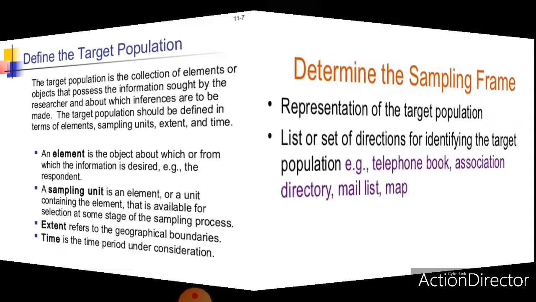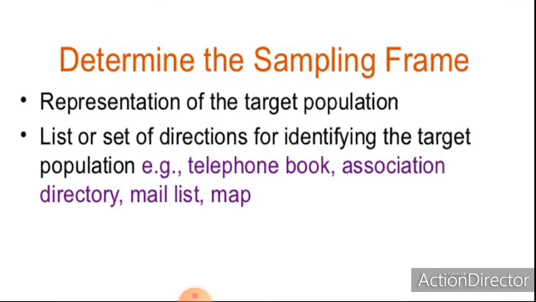Now the second step is determining the sampling frame. After defining the population, the sampling frame is to be selected. Sampling frame is a list or set of directions for identifying the target population. I repeat, sampling frame is a list or set of directions for identifying the target population. Telephone book, directory, mail list, etc. are examples of a sampling frame.